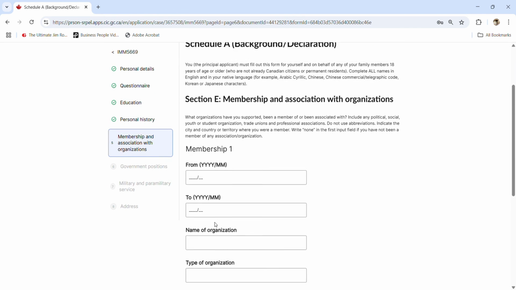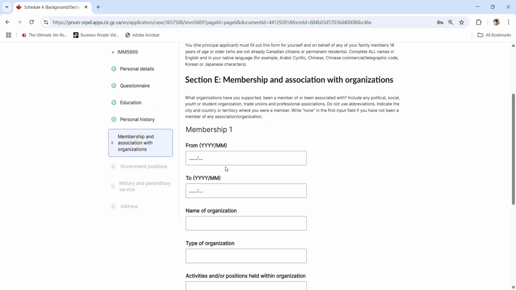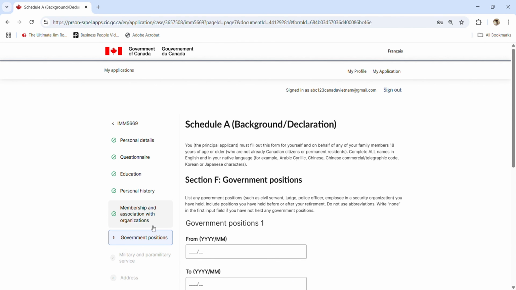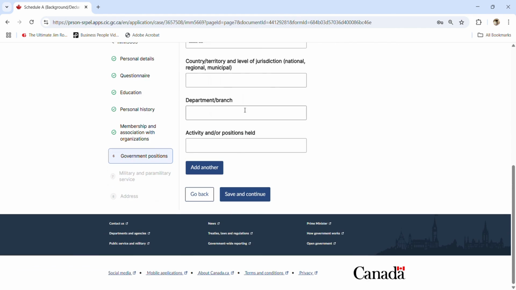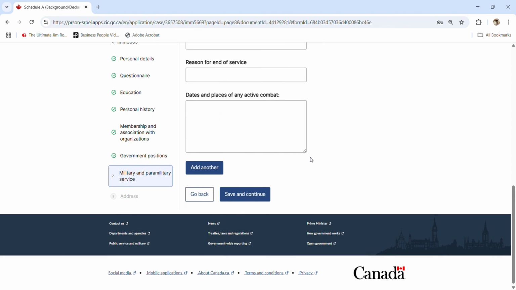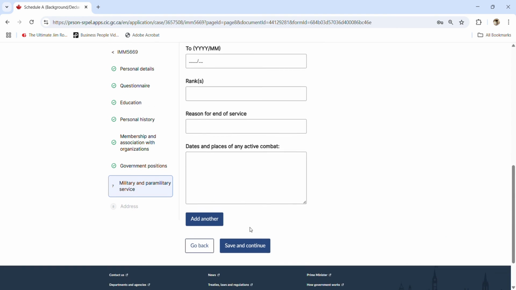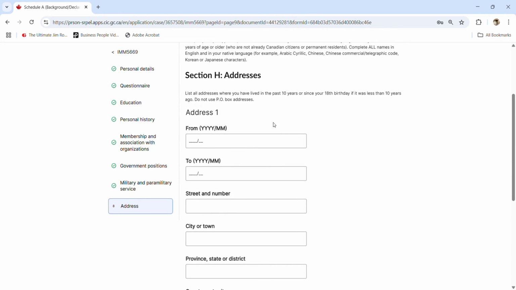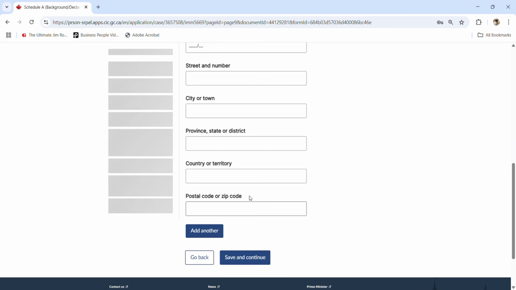Number 5, the membership and associations with organizations. You do what applies to Laura Smith. And then number 6, that is the government positions. If Laura has any positions in the government of any country, then put it down and then save. About the military and paramilitary services, if she has any, then put it down here. If not, just put none. Okay, and then the addresses in the past 10 years. All right, and then save and continue.